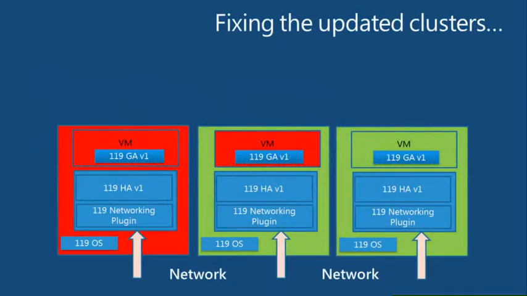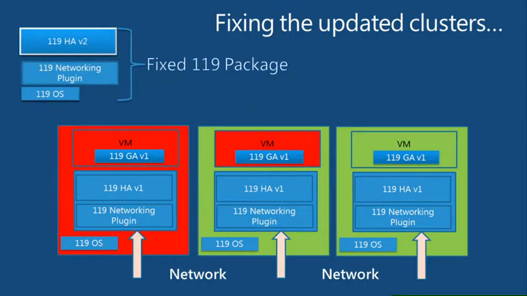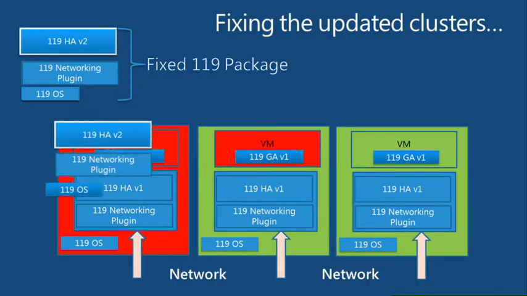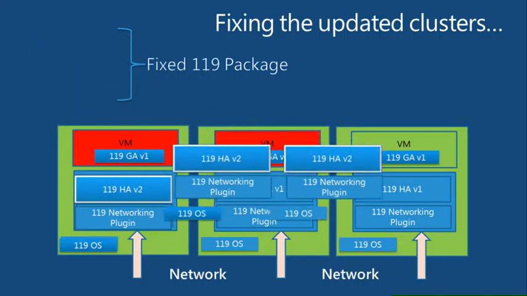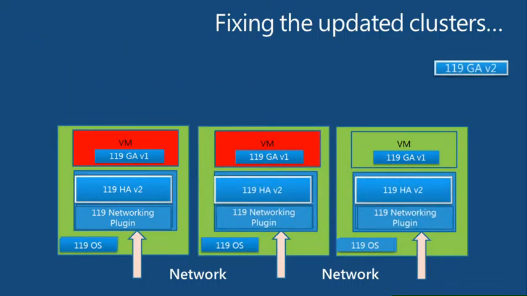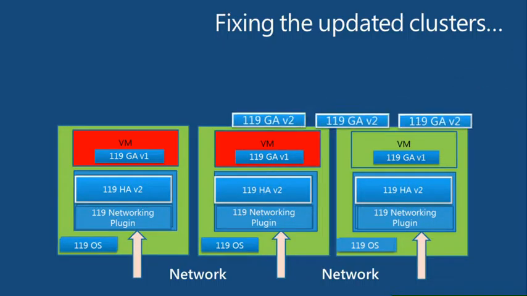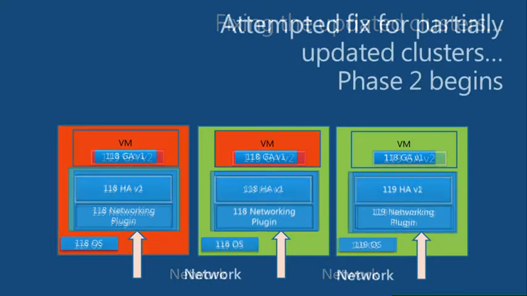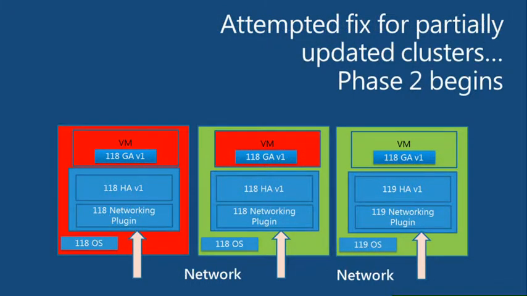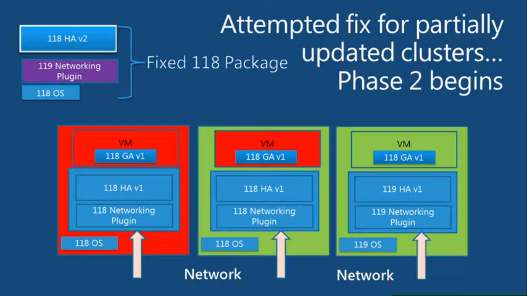So fixing the updated clusters, what happens is we produce a new package for 119 version of the host agent, networking plugin and host OS. And we deploy that. Restart the machines. Everything's green. Now we have to update the guest agent, because the host agent and the guest agent both have this certificate problem. And then we're green.